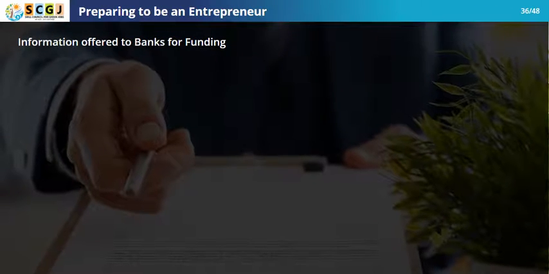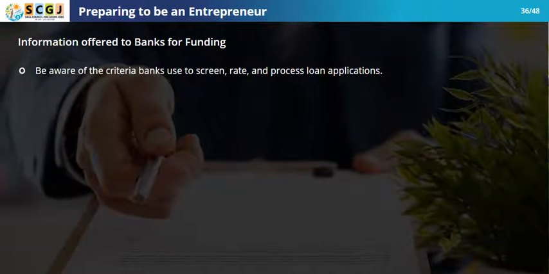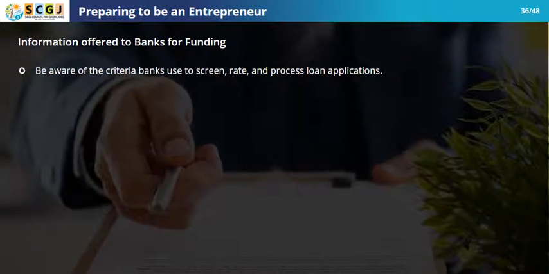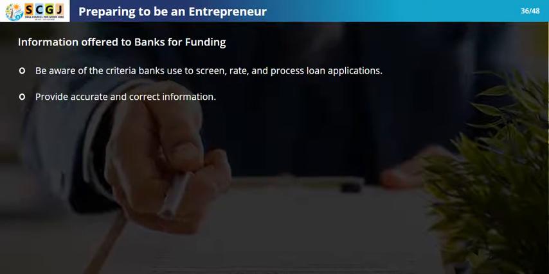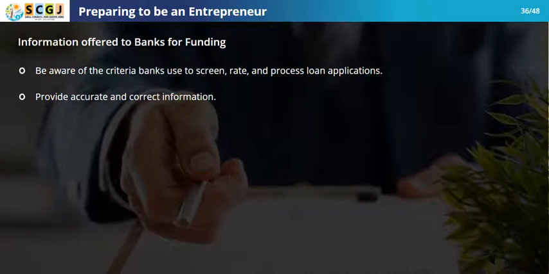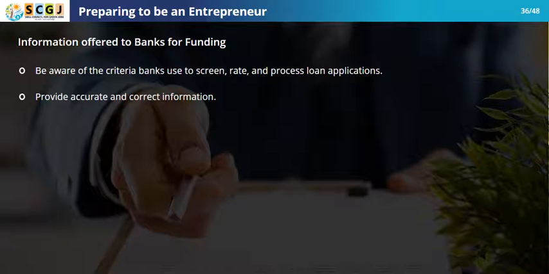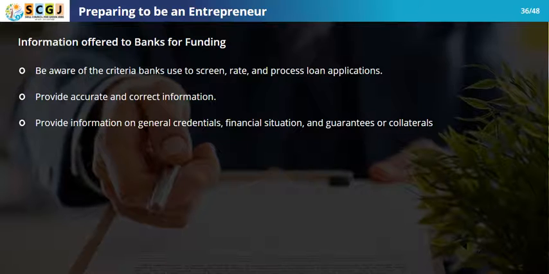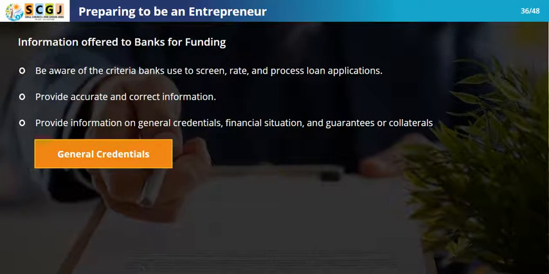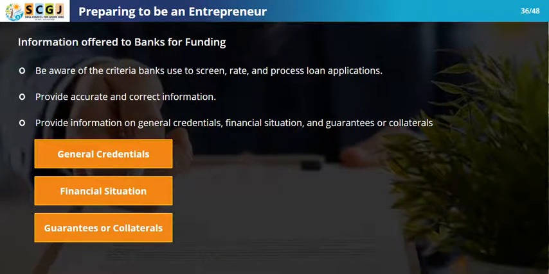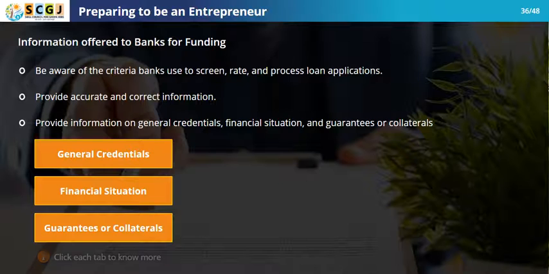When approaching a bank, entrepreneurs must be aware of the criteria that banks use to screen, rate, and process loan applications. Also, providing banks with accurate and correct information is very important. Financial institutions can easily track loan applicants or defaulters. Entrepreneurs looking for funding from banks must provide information relating to their general credentials, financial situation, and guarantees or collaterals that can be offered. Click each tab to know more.